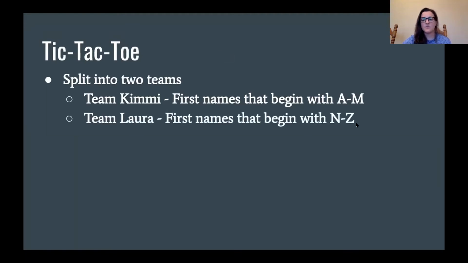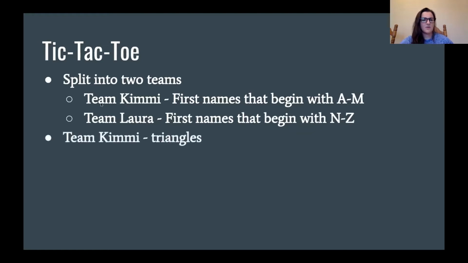If your name starts with N through Z, then you will be on Team Laura. So that would be N, O, P, Q, R, S, T, U, V, W, X, Y, and Z. So please self-identify if you are on Team Kimmy with a K or Team Laura with an L. That way we know what team everyone is on.